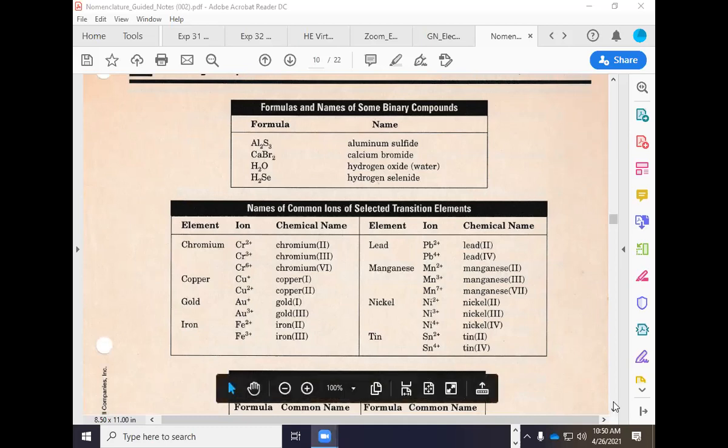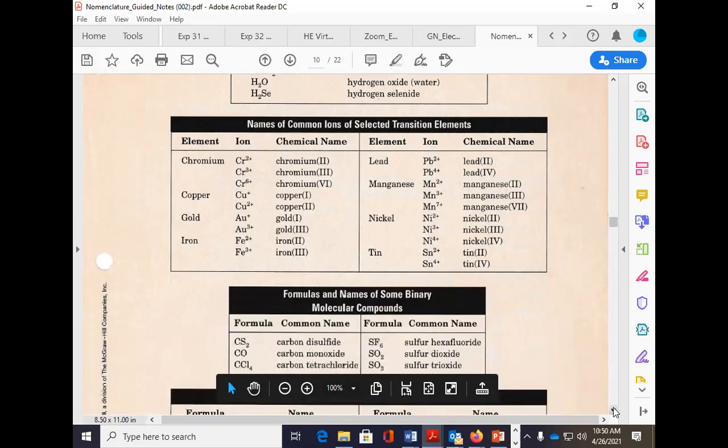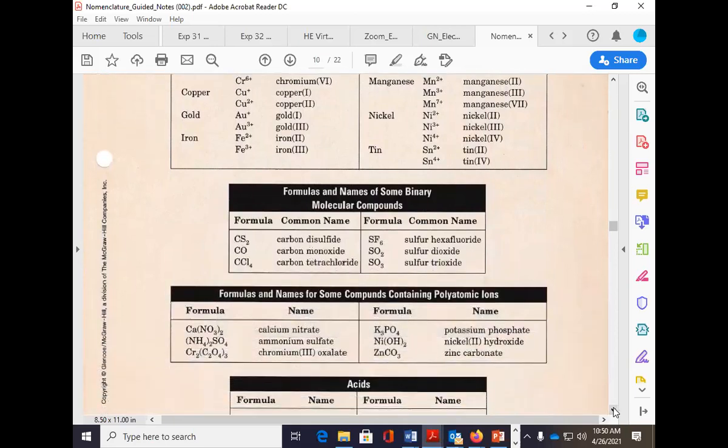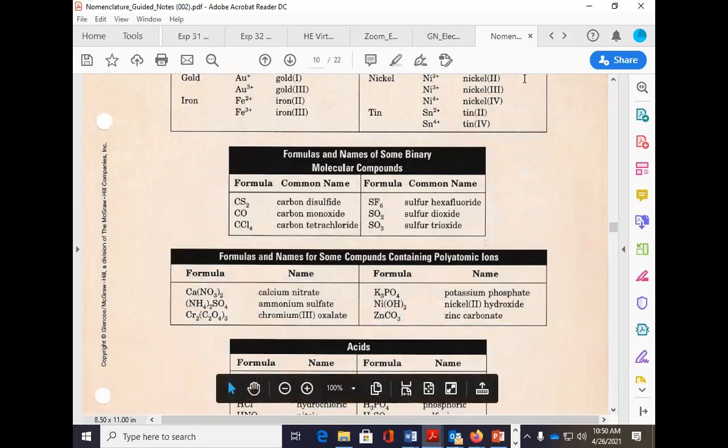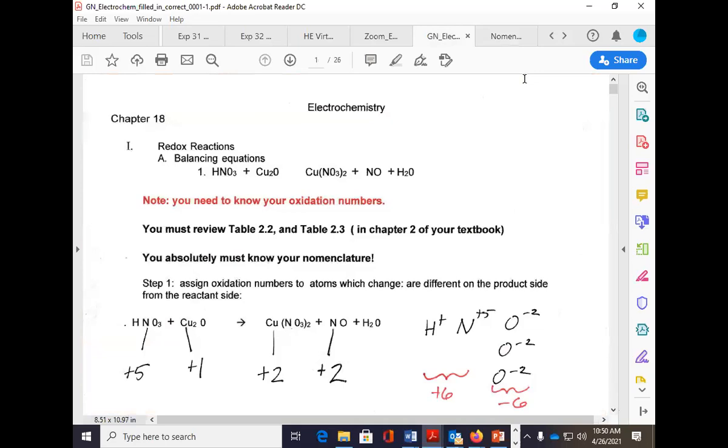So that's a very nice table I wanted to include in here. And then this is just the naming, which would be good review for you. Okay, so now we will start with chapter 18. And so you can see that I put here, you want to know your oxidation numbers. And what we're going to do is some balancing. And for this electrochem, we are not going to worry about the phases. They do exist, but we're going to focus on the oxidation numbers.